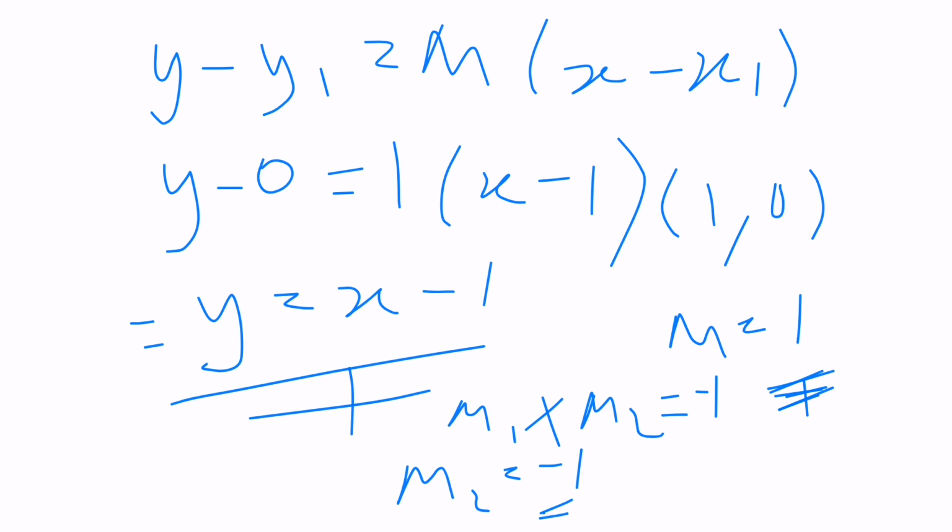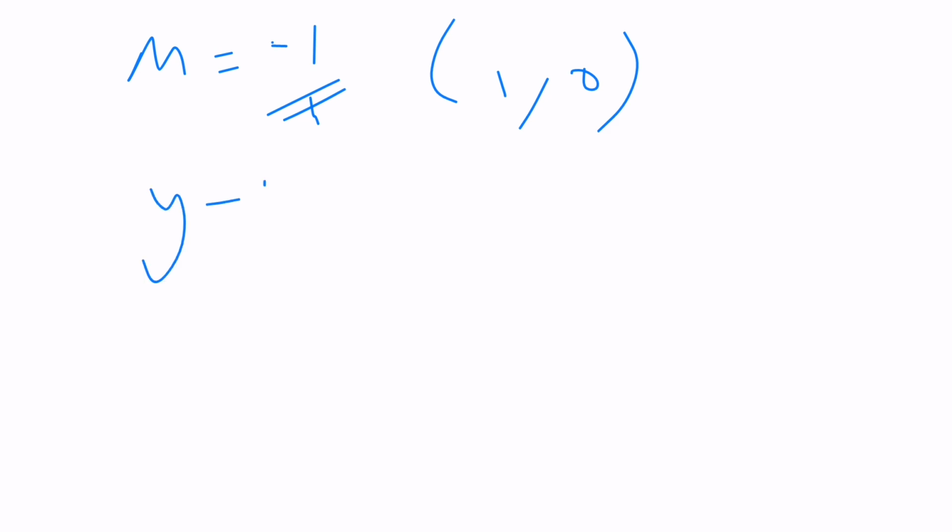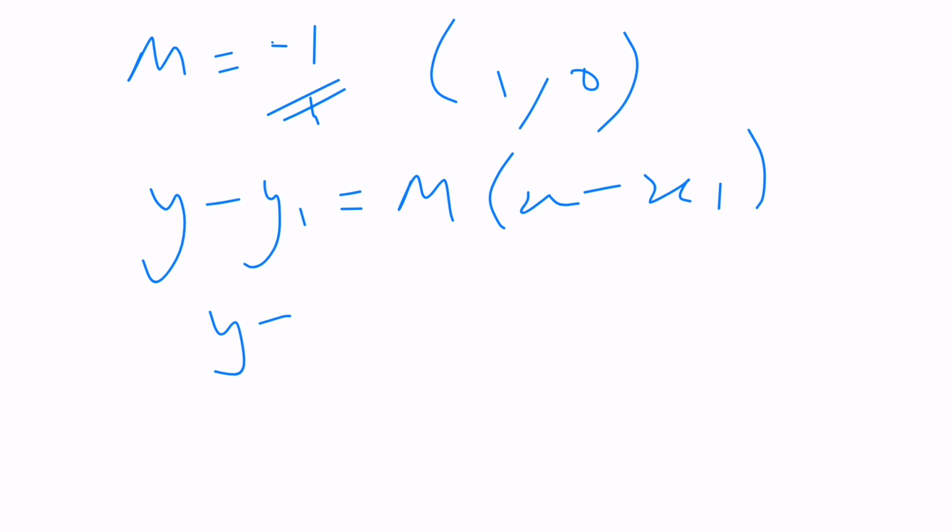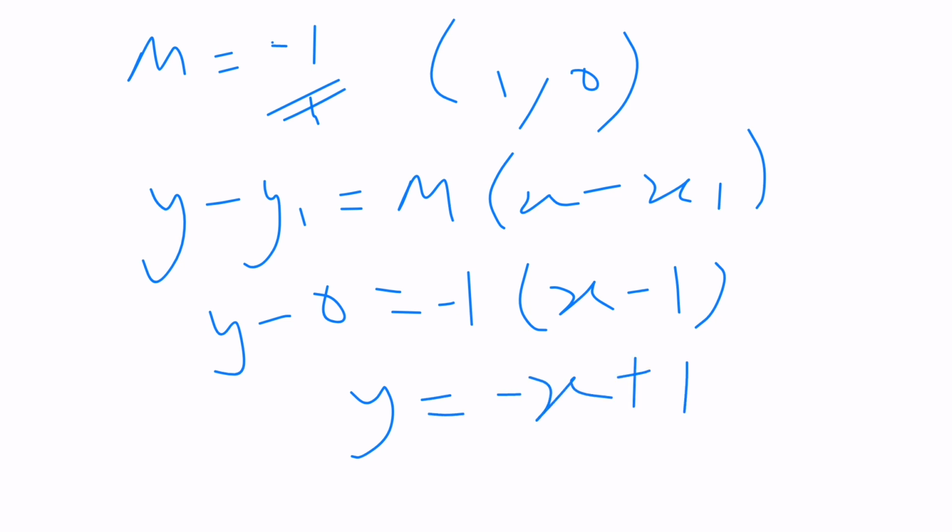So we know that our gradient is negative what? Negative 1. Then the point which we found is 1 comma 0. So then we will just replace y minus y1 is equal to m times x minus x1. Then you just replace: y minus 0 is equal to m, negative 1, times x minus x1, which is 1. So y is equal to negative x plus 1. So this is how you find the equation of the normal and also the equation of the tangent.